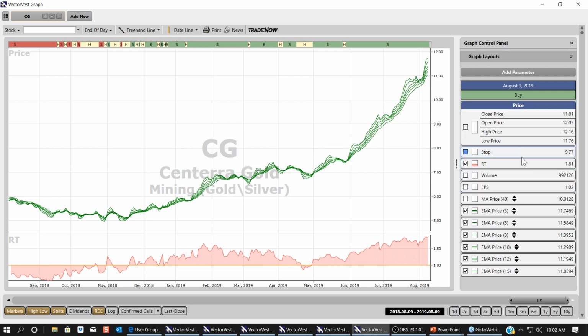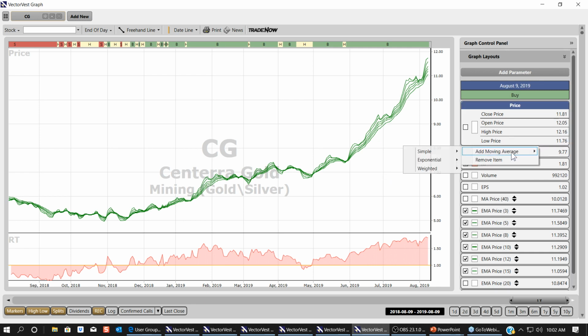All right, so now we want to put in our investors moving averages, the EMAs that help us track the longer term investors. So once again, I'll come up to price, right click, add moving average, exponential, and I'll add the 20 this time. Right click, add moving average, exponential, I'll add the 20. Right click, add moving average, exponential, I'll add the 40. Another 40, and another 40.